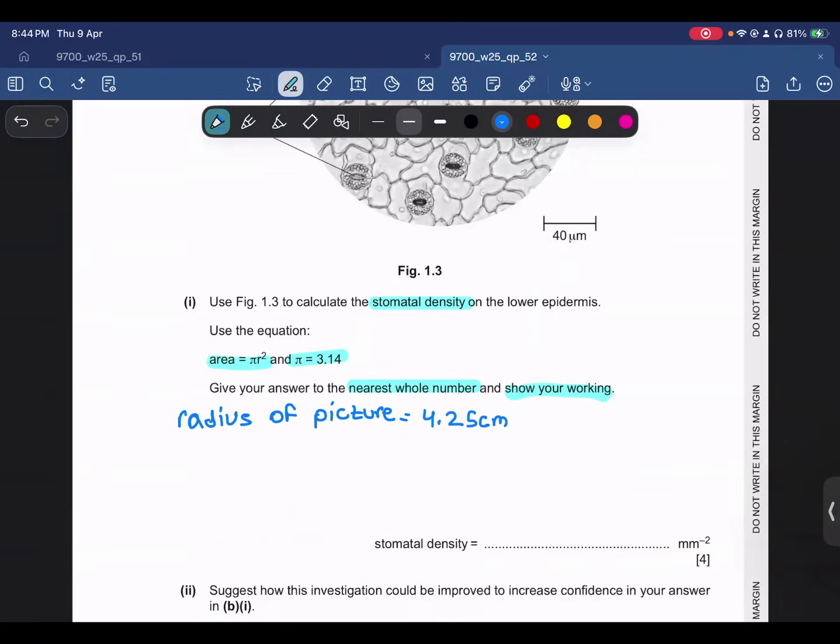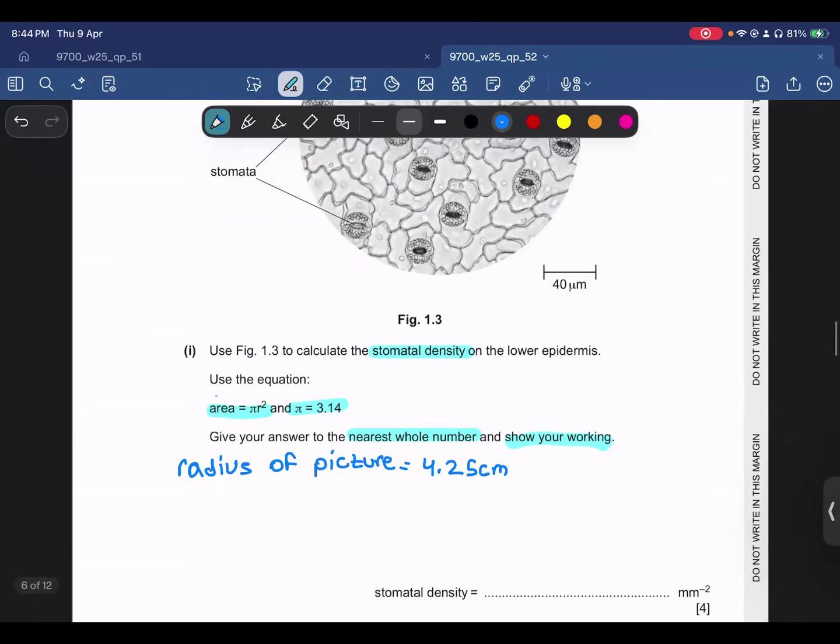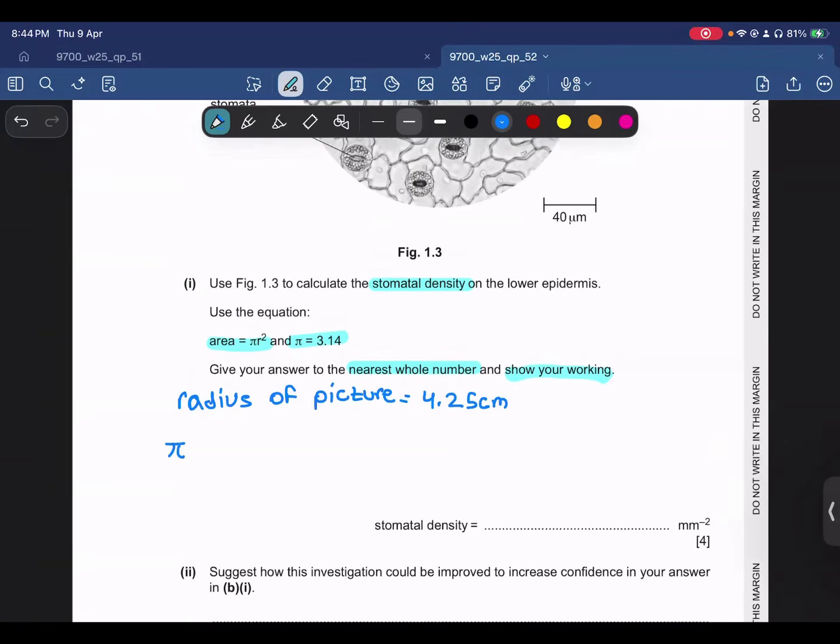Now, what are you going to do with this value? Will we calculate the area? Yes, क्योंकि हमें area का formula use करना है. Yes. और उसके लिए pi r square करेंगे. So that's pi times 4.25 squared. And what is that value equal to?